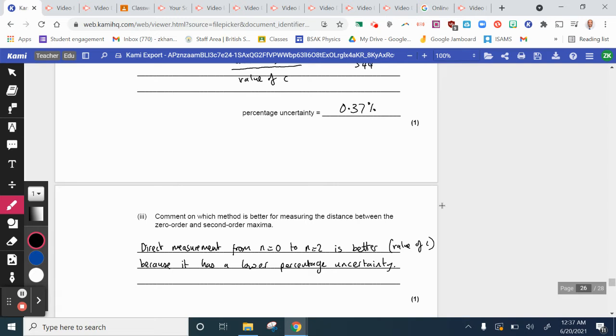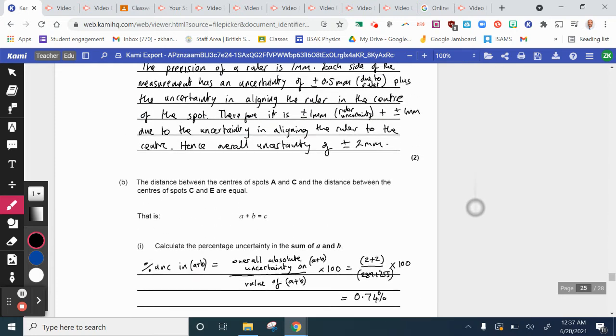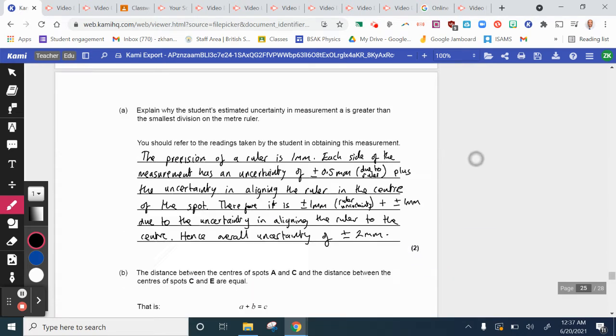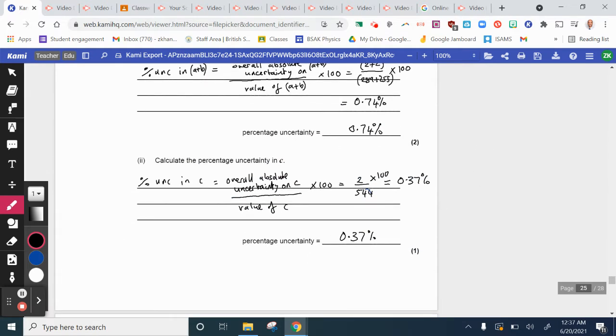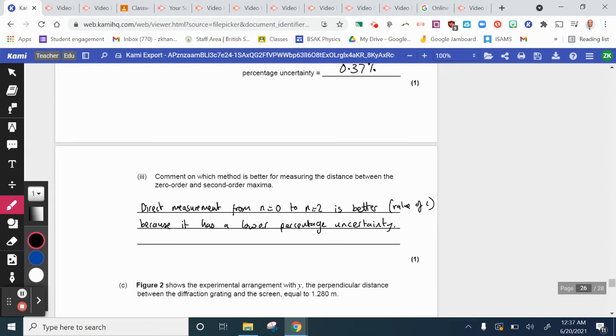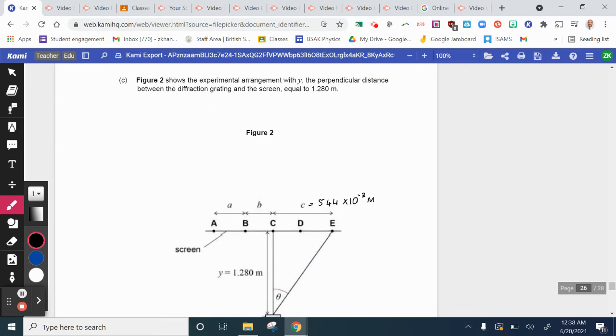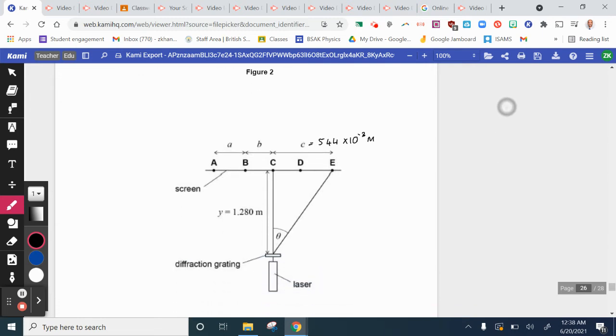Comment on which method is better for measuring the distance between the zero order and second order maximum. Zero order is there and second order is there and there. The best way to take the measurement is the direct measurement, because it has a lower percentage uncertainty. So a direct measurement from n equals 0 to n equals 2 is better because it has a lower percentage uncertainty.